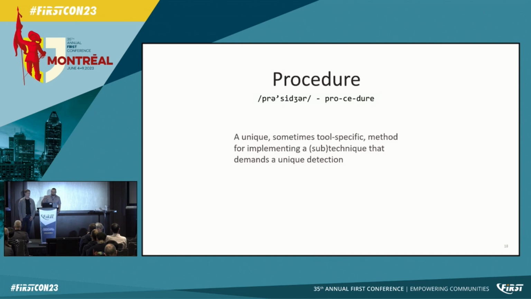Procedures. Our definition, how we define a procedure, is a unique, sometimes tool-specific method for implementing a technique or sub-technique that demands a unique detection. And that last part we think is really important because we know this can explode on us really fast, right? It can get really big really fast with all the procedures. So we committed to only creating a new procedure if we couldn't detect it at a higher layer of abstraction.